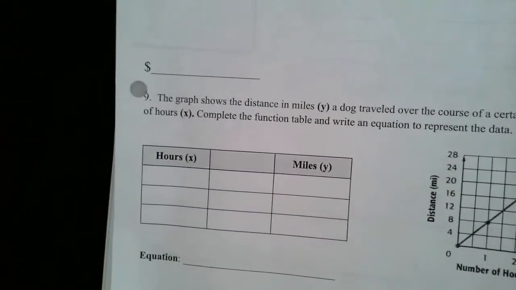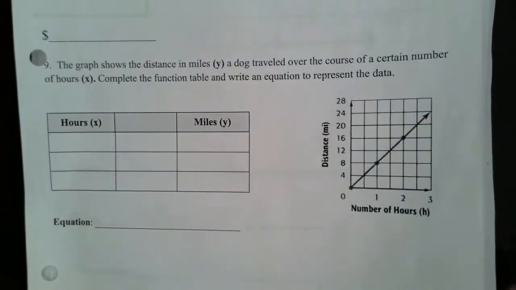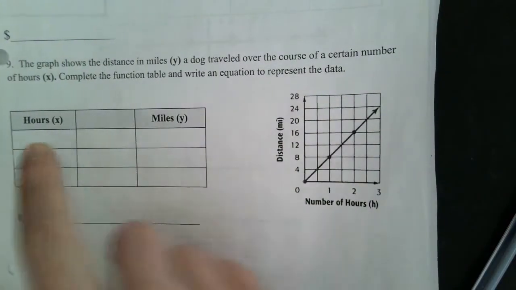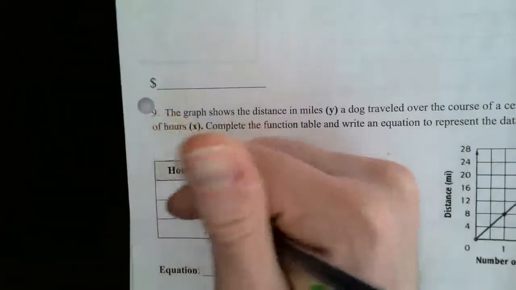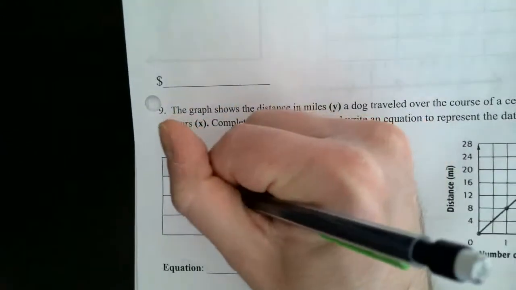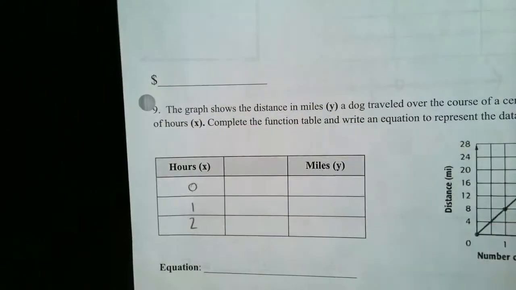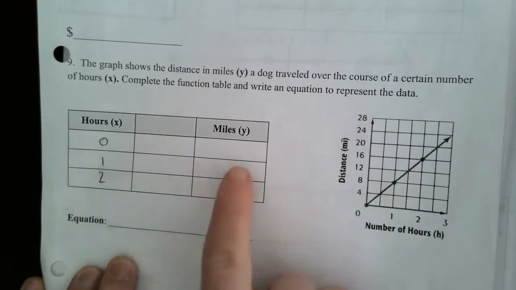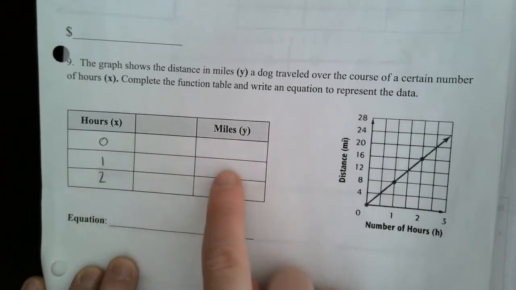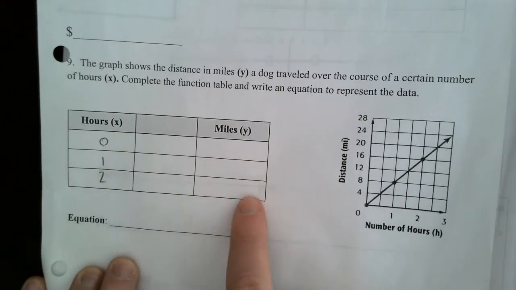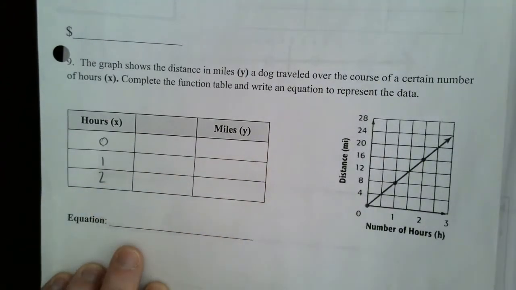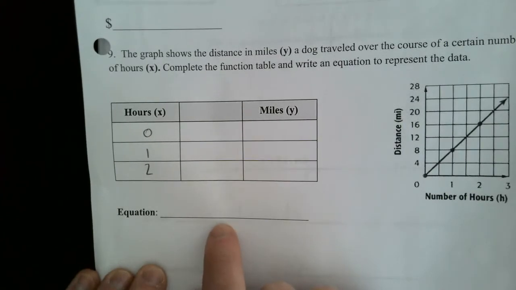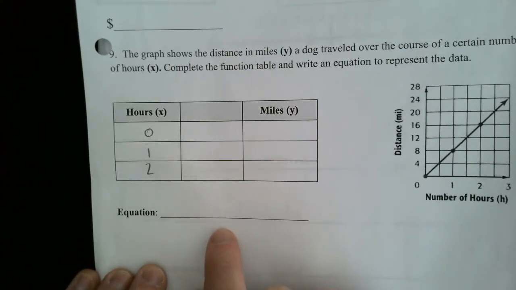Okay, this is my favorite question here. This is when you're going to take this graph here, and you're going to make a table out of it. My recommendation for your hours, start with 0, 1, 2. Pull that information out for 0 hours. How many miles did they go after 0 hours? How many miles after 1 hour? How many miles after 2? You're going to try to notice the pattern here, and you're going to write an equation for that situation. Okay?